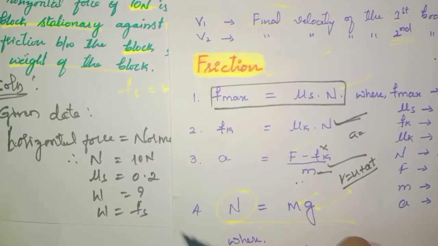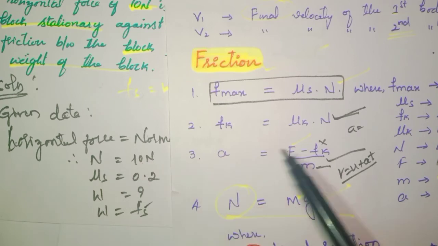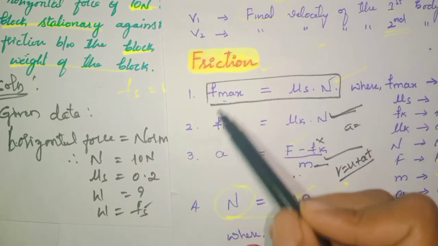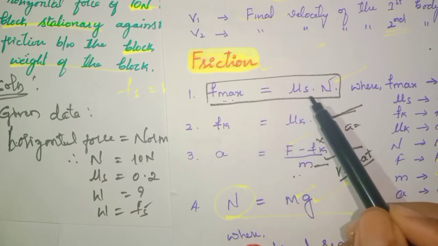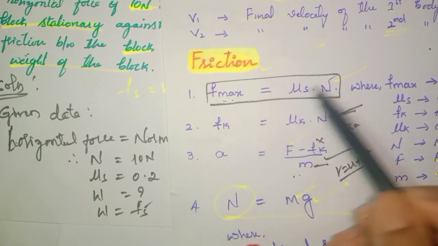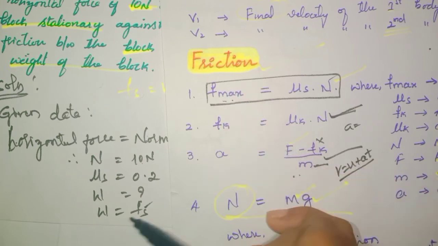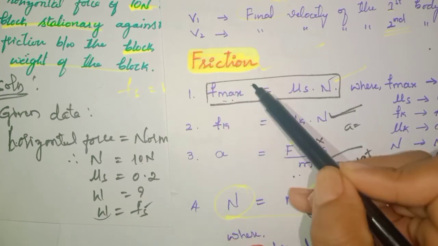Then let's see what formula we can use. So now let's compare the data: N, mu s, and W, which is nothing but Fs, we have to calculate. Now N is given, so let's compare which formula we can use. We have F max is equal to mu s into N, so mu s they had given, N also they had given, and we have to calculate F max, right? Which is also equal to weight, so we can use this formula.